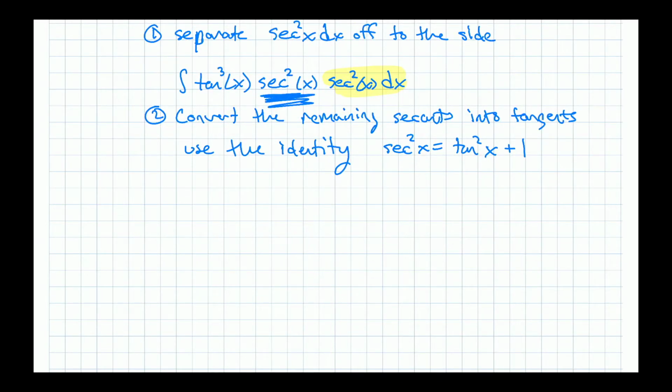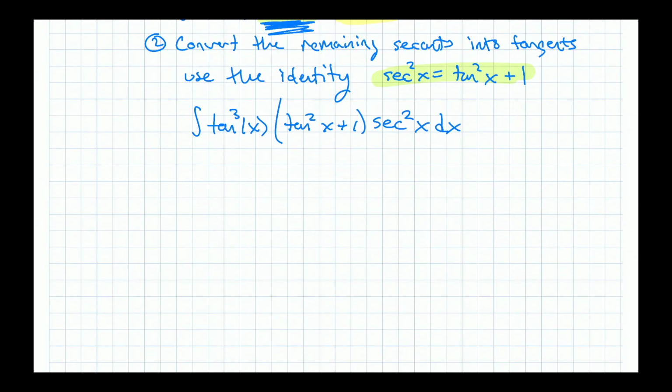You're going to take this right here, and you are just going to apply this identity, and that's how we're going to get rid of it. So it's going to turn into the integral of tangent cubed x, the secant squared turns into a tangent squared x plus 1, and then you've got an extra secant squared x dx on the end. All right.